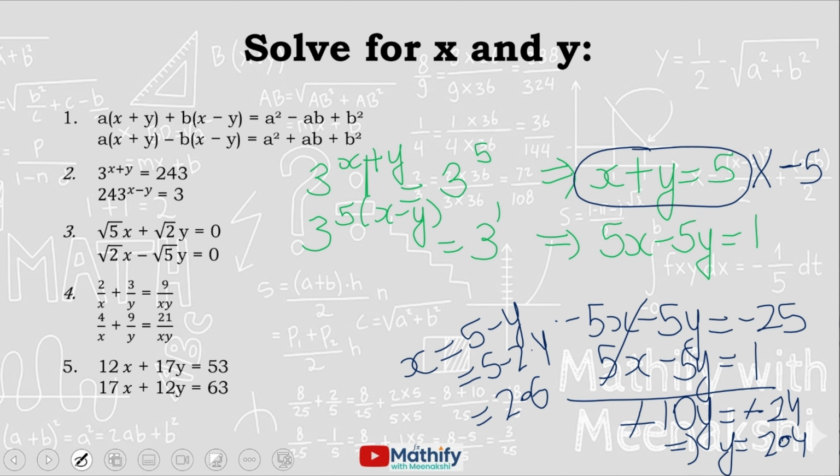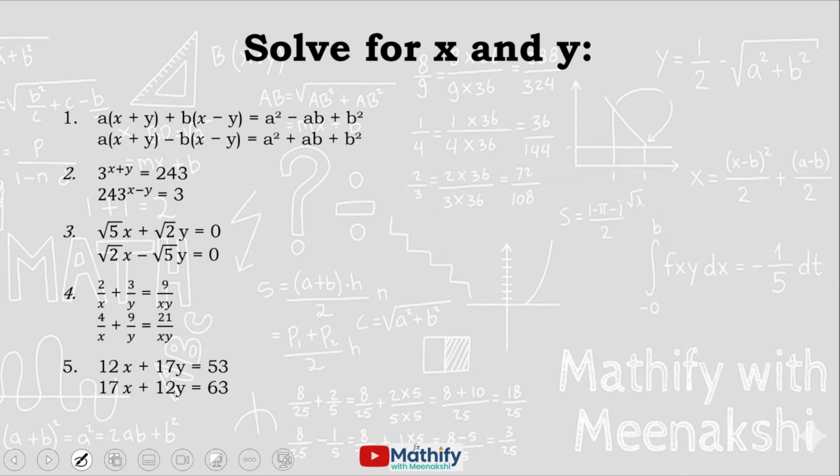Let's move to question 3 now. Again in question 3, you can multiply one equation because you have to just make the coefficients of x or y the same or additive inverse. So what I'm doing is I will multiply first by root 2 and second by root 5. Then I will give a minus sign to any one equation. So I'm multiplying first by minus root 2 and second by root 5.